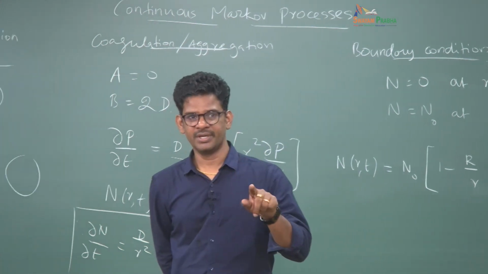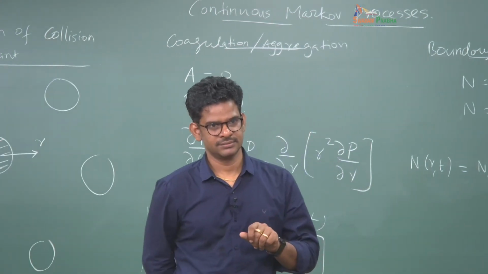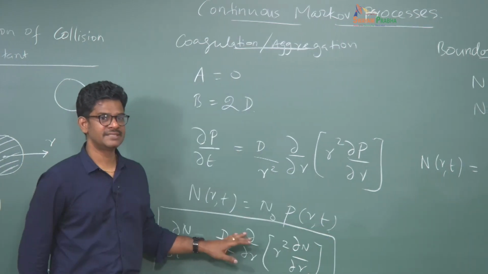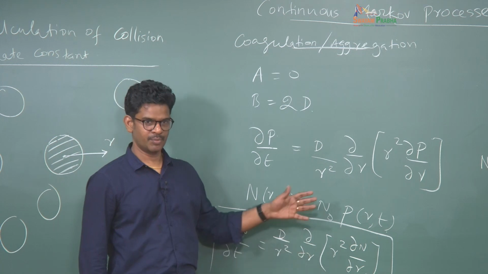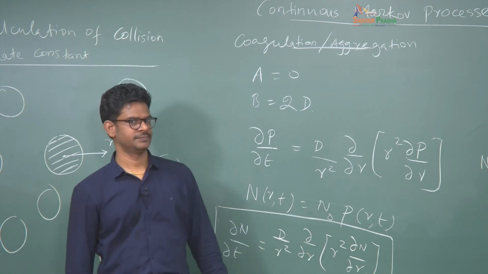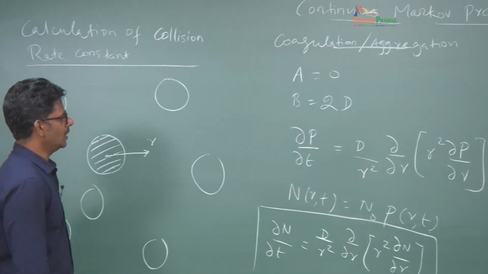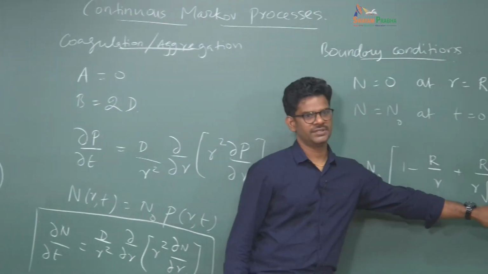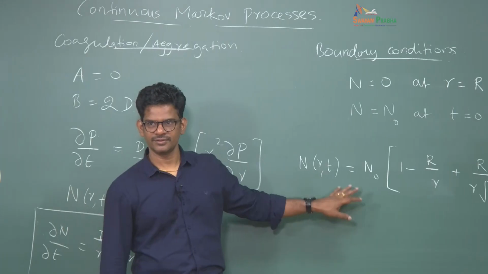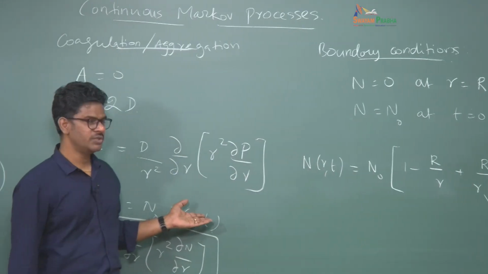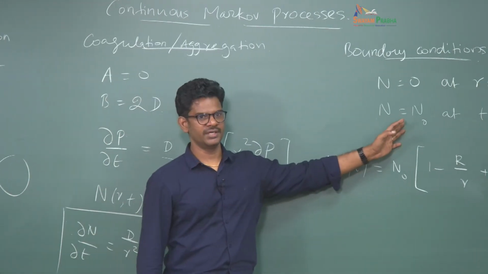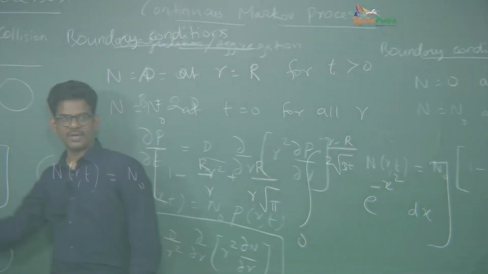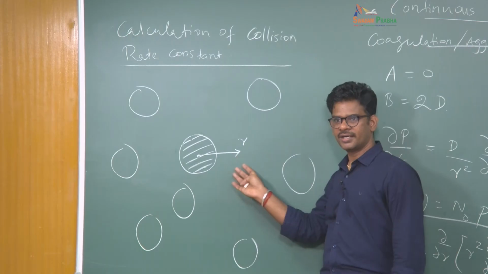Remember, this is not a number, it is a concentration. This n naught here, these are not numbers, these are concentrations, number density, number per unit volume. I have not shown the derivation of this equation, that is not very important right now. We only have to understand how we set up the governing equation and what the boundary conditions are. Now we know how the concentration of these neighboring particles changes with respect to r and t.